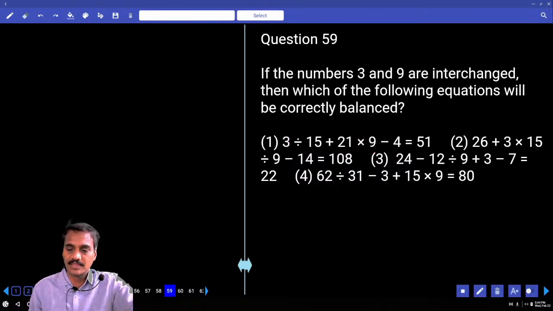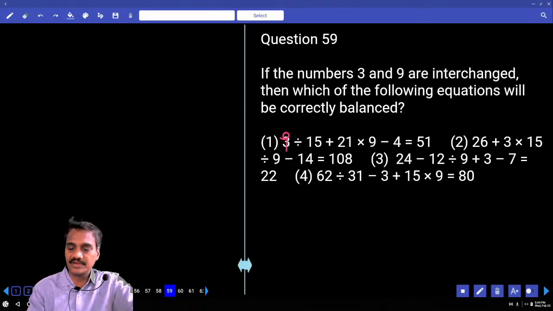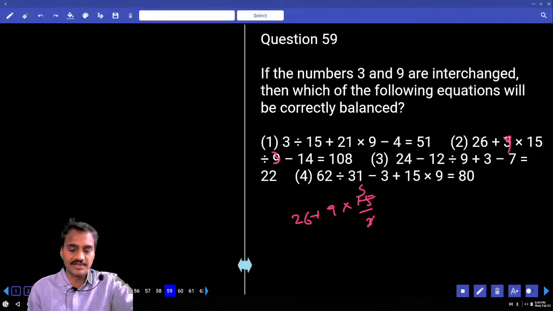The next one, 3 and 9 are divisible, 9 and 3. Then next here again, because 9 and 3. Now this is 9 and this will be 3. Now in this one, 26 plus 9 into 15 by 3 into 3, 1 into 3, 5. 9 into 5, 45. 45 plus 26, and minus 14. Is it equal to 108? No. And choice 2 is again ruled out.